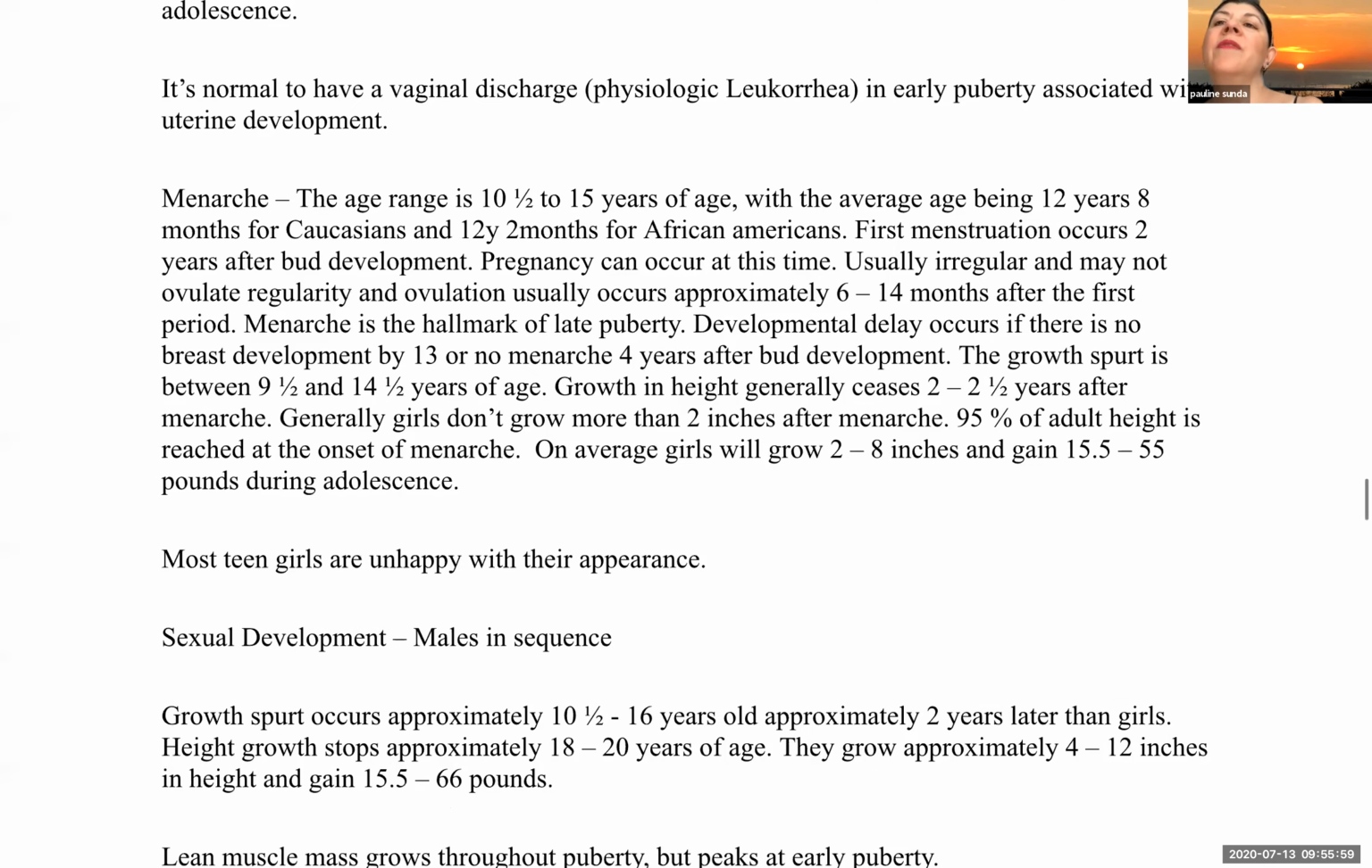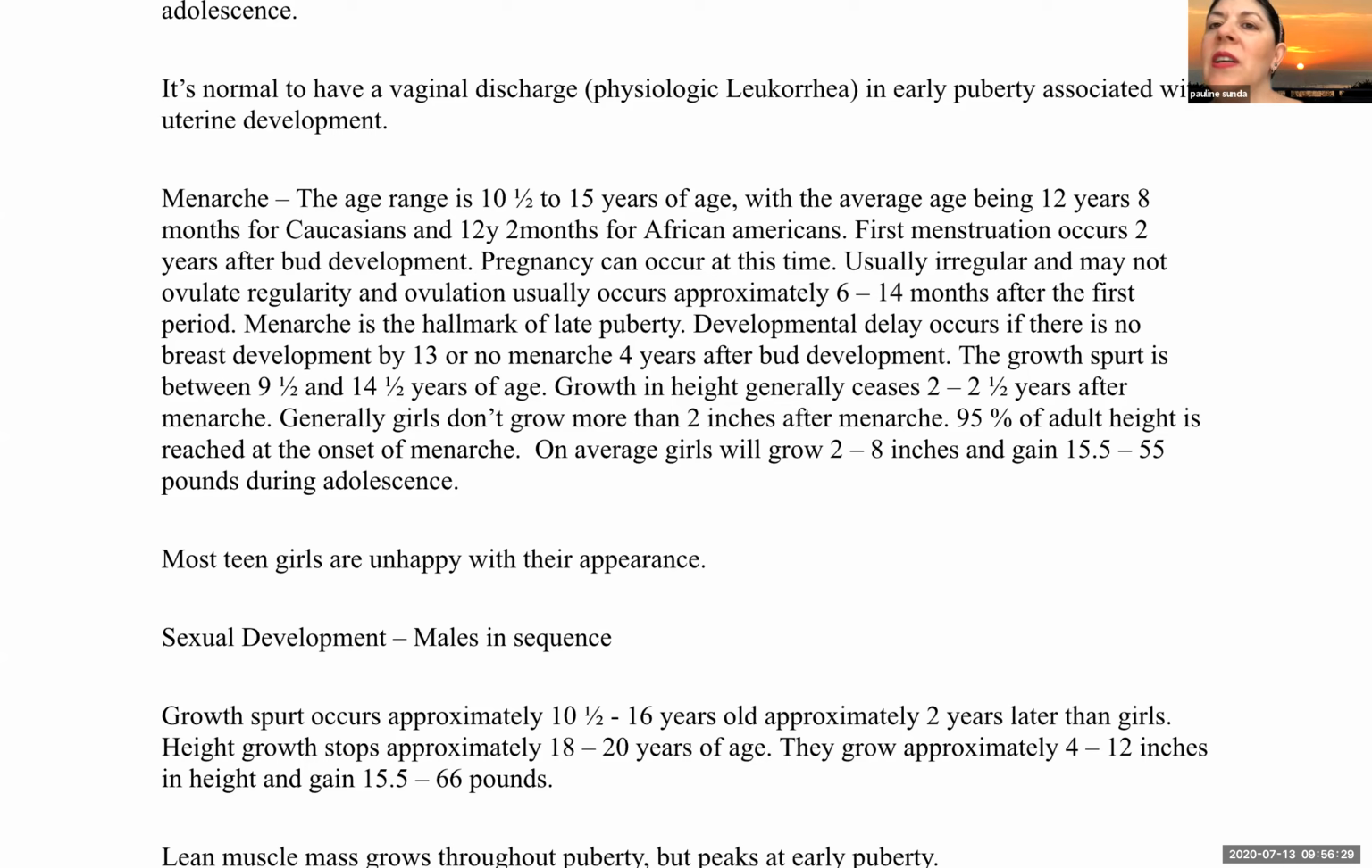It's normal to have a vaginal discharge, physiologic leukorrhea. In early puberty, it's associated with uterine development. Menarche. The age range here is between 10.5 to 15 years of age, with the average age being 12 years and 8 months for Caucasians and 12 years and 2 months for African Americans. First menstruation occurs 2 years after bud development. Pregnancy can occur at this time.